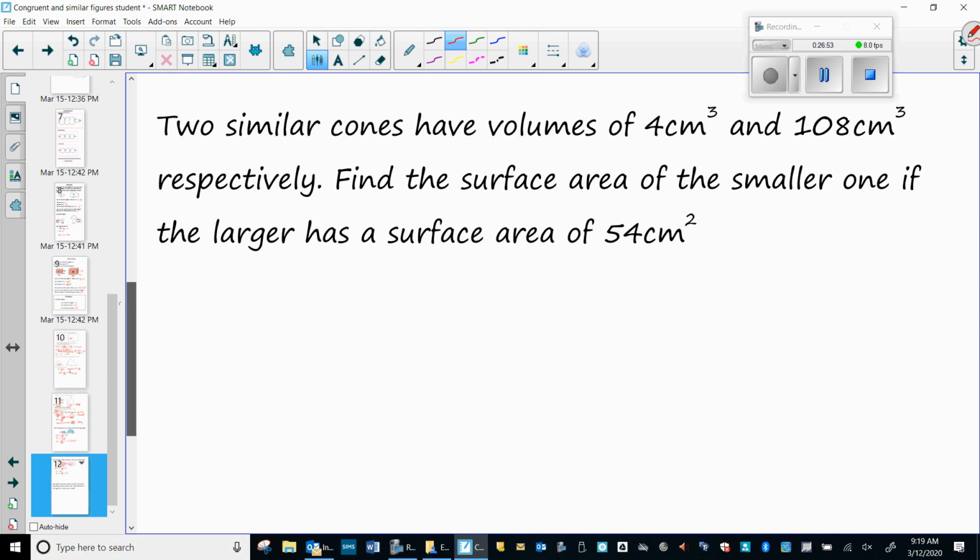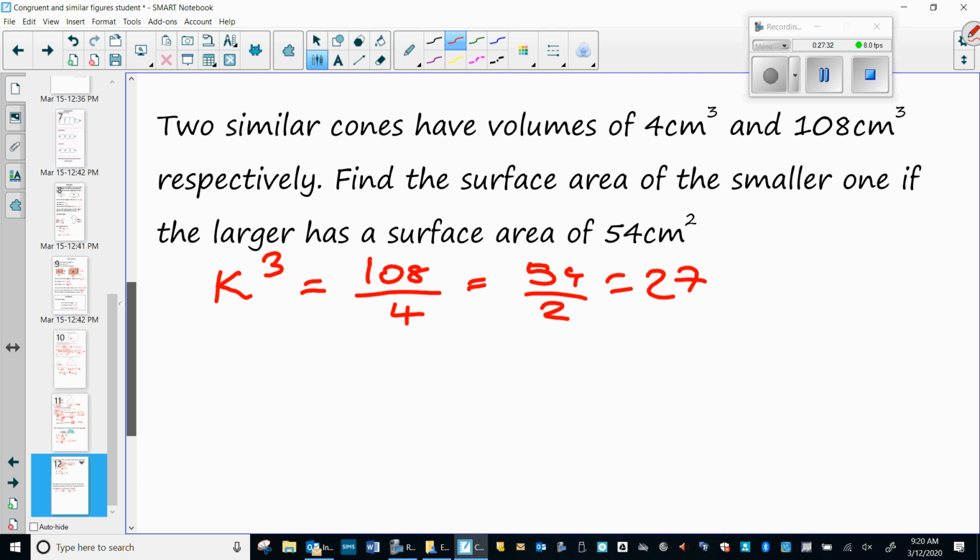2 similar cones have volumes of 4 and 108 respectively. Find the surface area of the smaller one if the larger has a surface area of 54. So they've given us what information for both cones? Volume. So we can establish k cubed. So k cubed is going to be 108 over 4. Let's simplify this: 54 over 2. What's the cube root of 54 over 2? It's not a nice number, I don't think. Oh, that's awkward. What's the cube root of 27? And so that's the value of k.